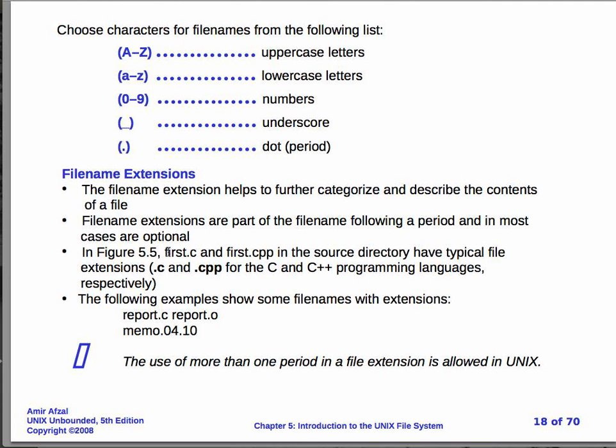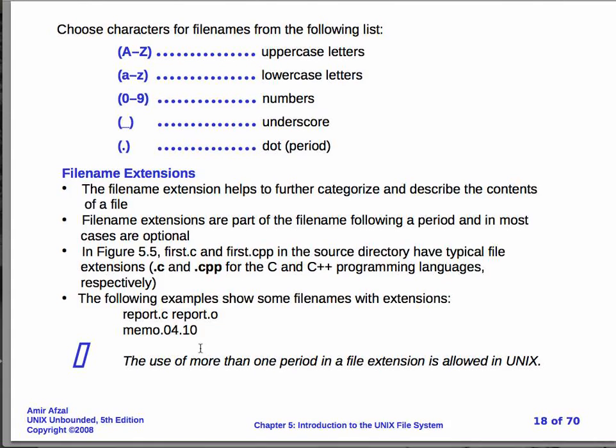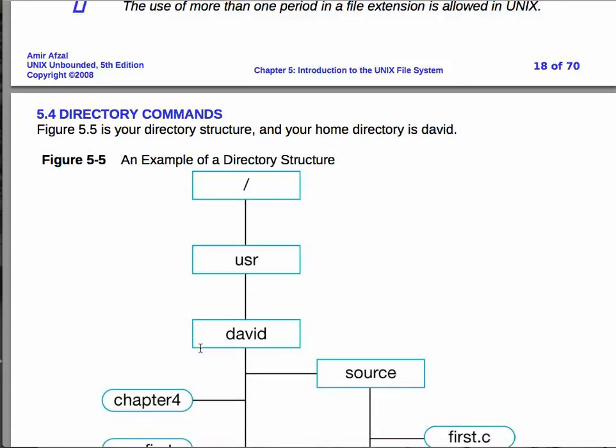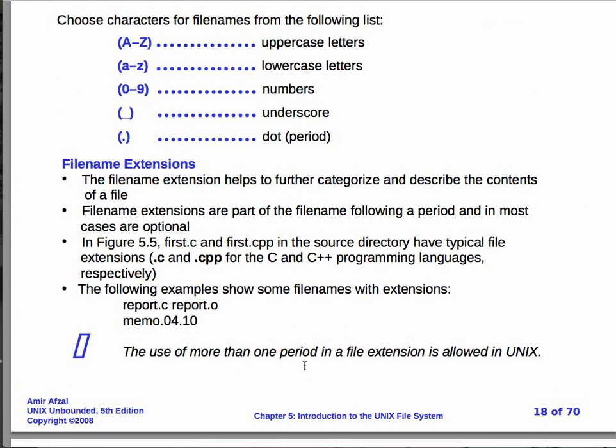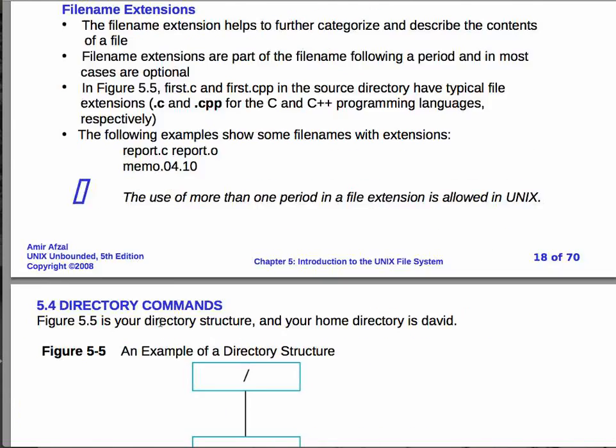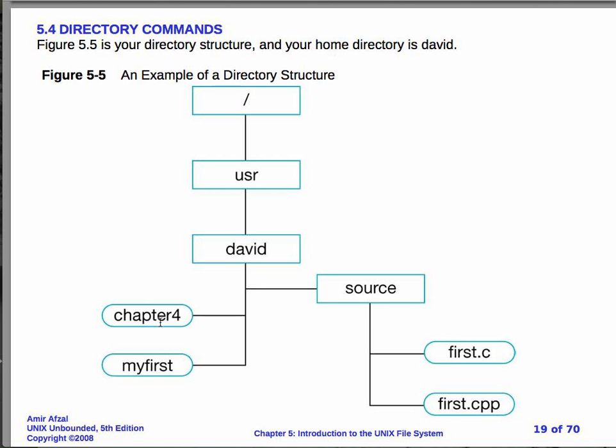So we will use the .c file name extension for C programs, and some of you might write C++ programs, in which case you will use .cpp. Okay. So you can use, actually, let me just go back, you can use more than one period. That is, you can have memo.04.10. I find this useful. For naming files, I will use the current date, for example, 2013.01 for January, and so on. So those are definitely options that are open to you.